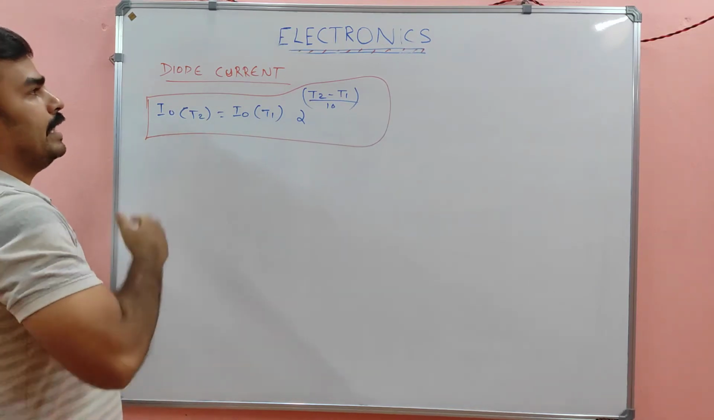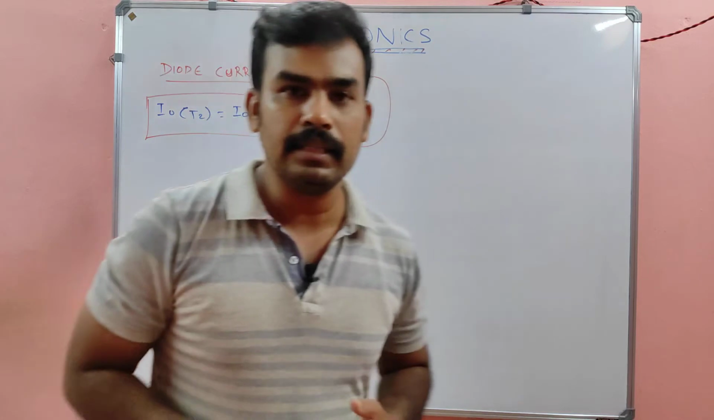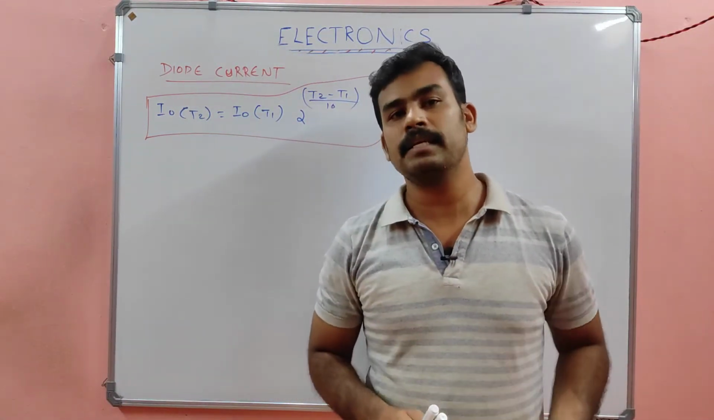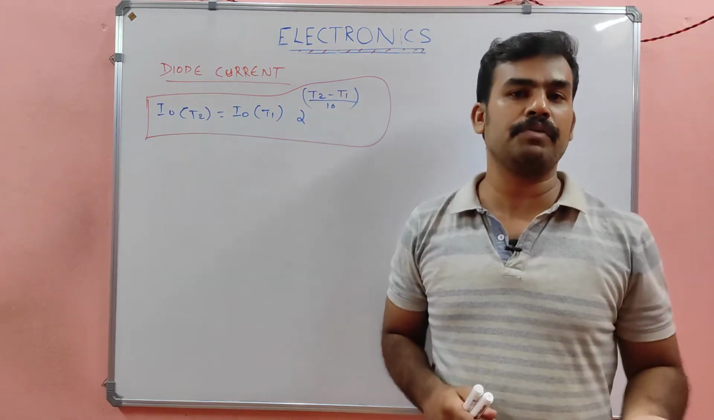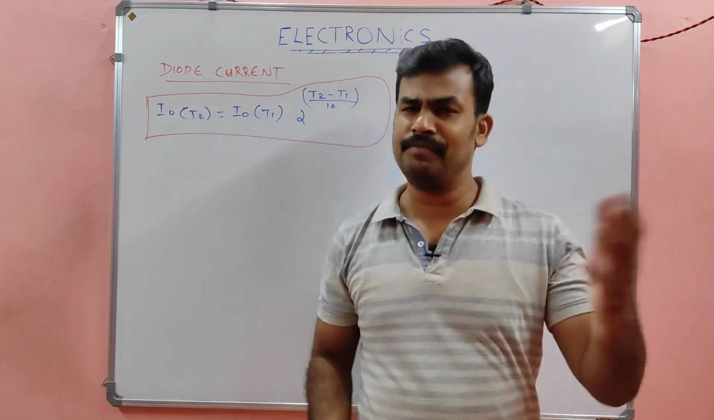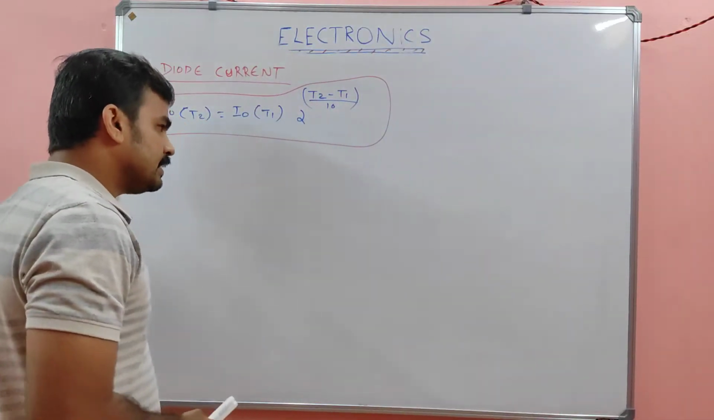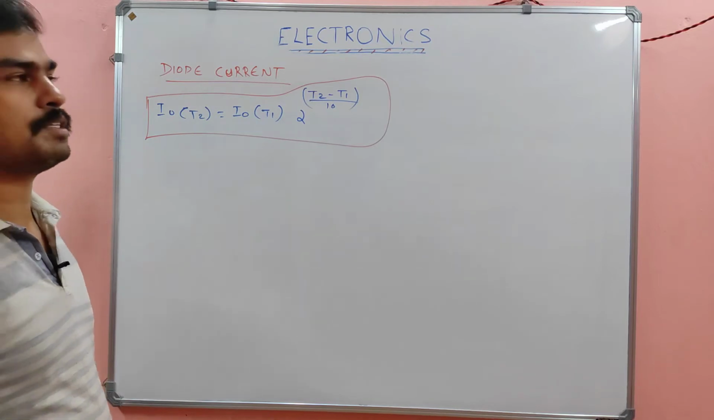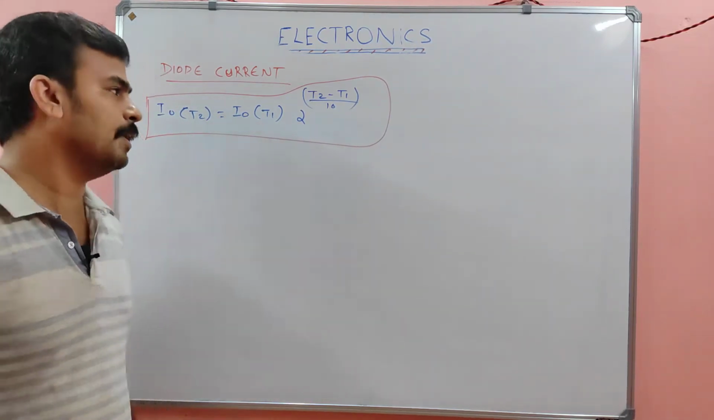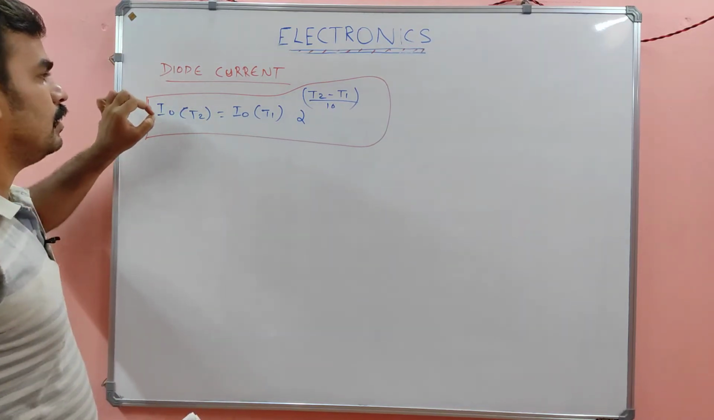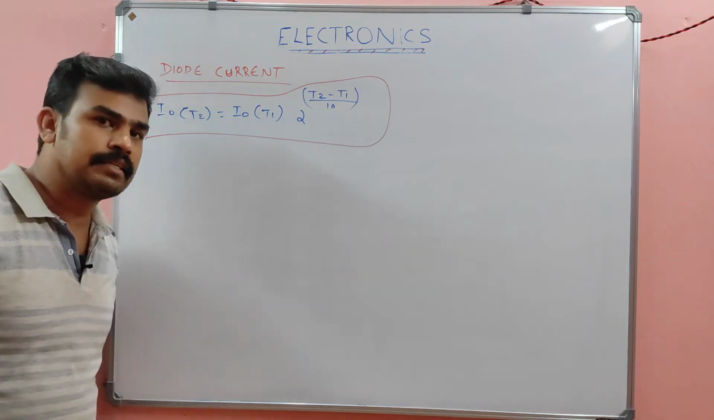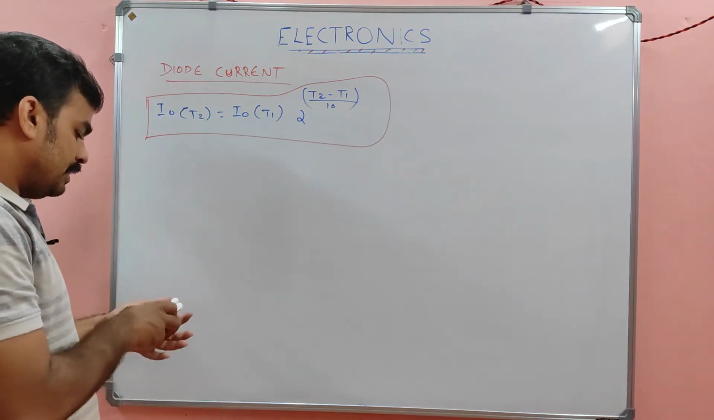That means the diode current is much affected by the temperature variation, because the temperature itself acts as an energy. It supplies some amount of energy to the carriers, so the number of carriers increases whenever we increase the temperature. We already discussed the relationship with respect to temperature in semiconductors as well as conductors. In the case of a semiconductor, whenever we increase the temperature, what happens?